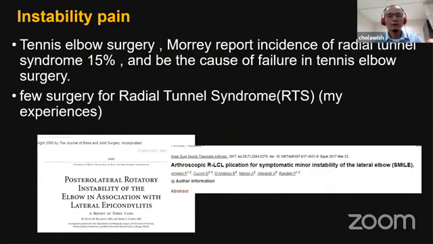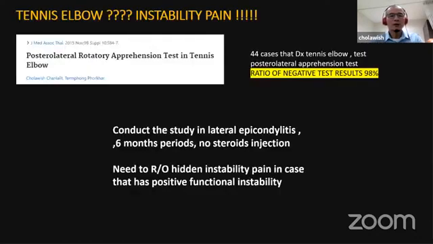When I reviewed the tennis elbow surgery literature, Morley reported an incidence of radial tunnel syndrome of about 15%. In my experience, I can only remember one or two cases that I operated on for radial tunnel syndrome. So I think maybe it does not exist in this world. So I conducted a study. The question is tennis elbow and instability pain.